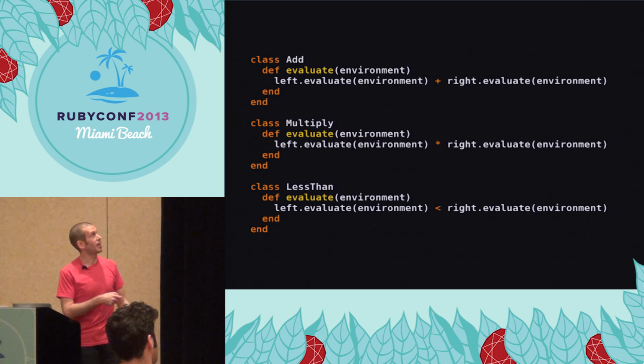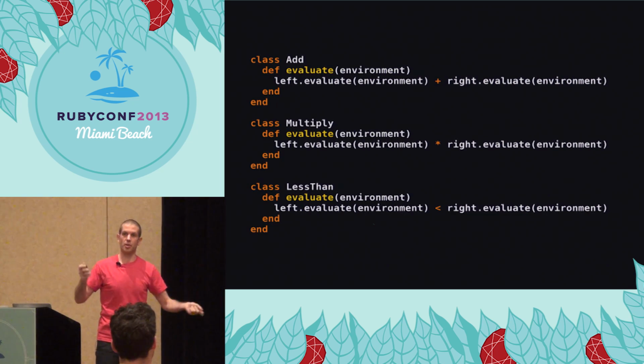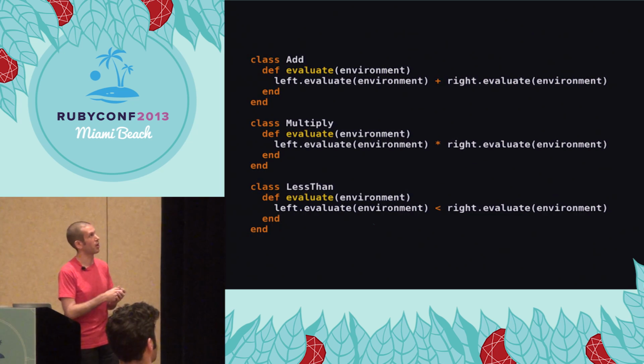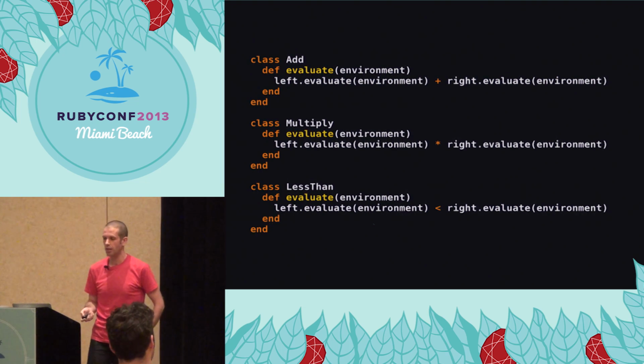These are the definitions of evaluate for those binary expressions, and these just recursively evaluate their left and right sub-expressions, and then they perform the operation that corresponds to the kind of node that we've got. So if it's an add node, we add them. If it's multiply, we multiply them. If it's less than, we compare them with less than.